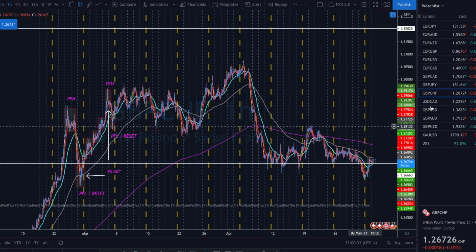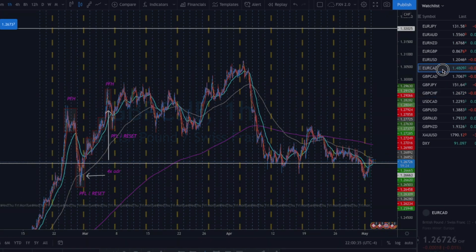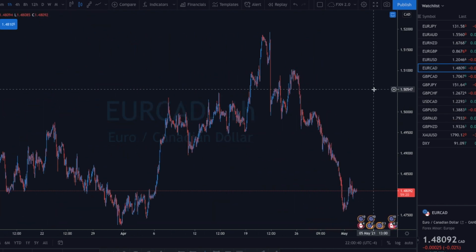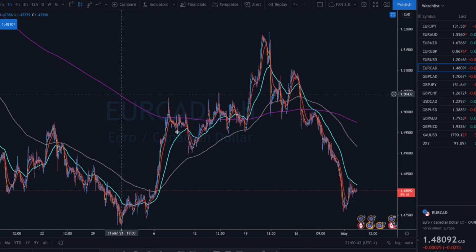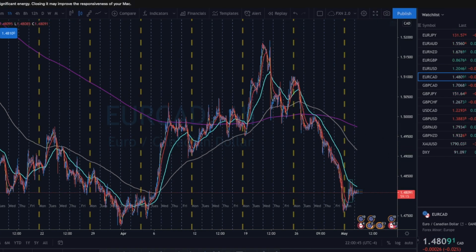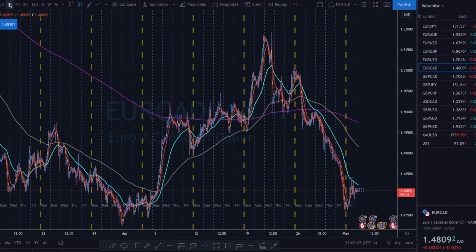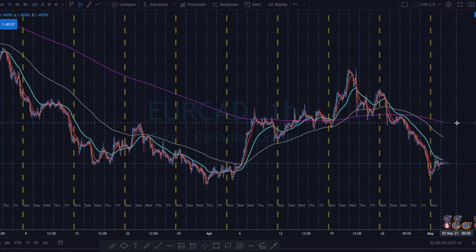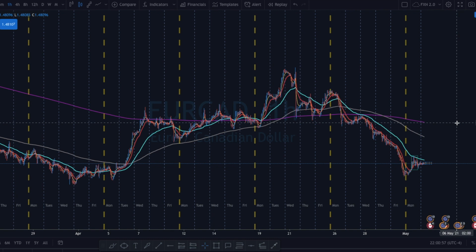All right, let's take a look at a pair. Let's take a look at Euro CAD. What I normally like to do on any pair, especially Euro CAD here, is go on to the 1 hour chart. All right, and let's see what we have here. The first thing that I want to try to do is find either a peak formation high or peak formation low. That's it. That's my first job.